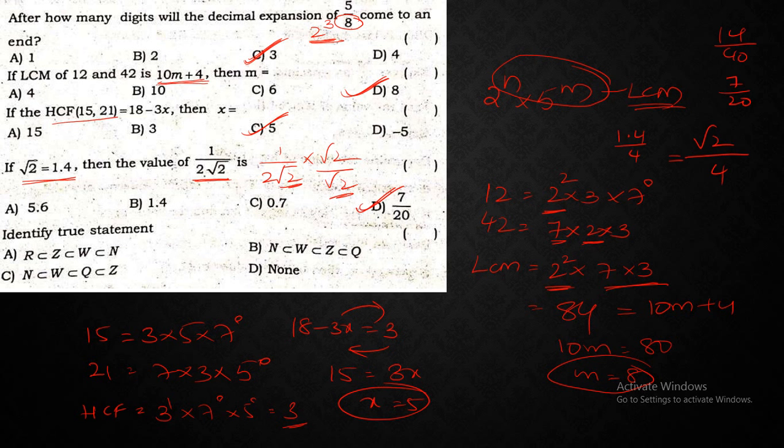Next, identify the true statement. So for the true statement, you need to take the subset of the number system. So natural number is the least number system, after that whole numbers, after that integers, after that rational numbers, after that real numbers. So based on this, which is satisfying? Natural numbers, whole numbers, integers, rational numbers. This is not following the order. So the answer is option B.